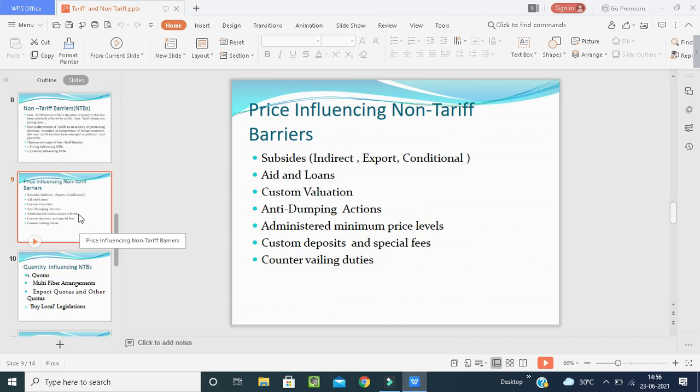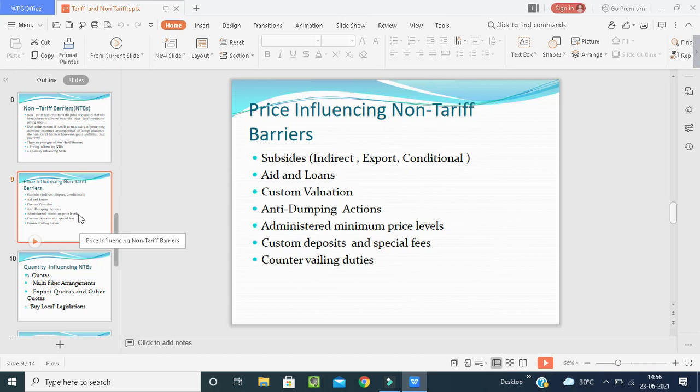Next one is export subsidies. At the time of exporting, some subsidies will be given so that the tariffs will be less or forgiven. Others will be exempted from trade and tariffs between two countries, for example USA, Canada, and Mexico. These are the three countries, and they are working like a union. So it is our duty to identify what mistakes they are making.